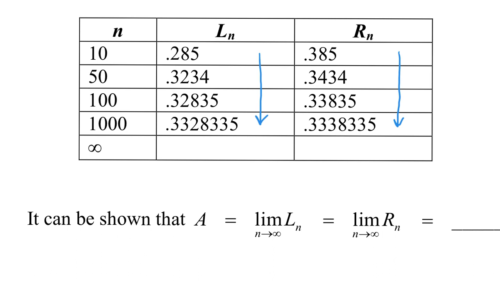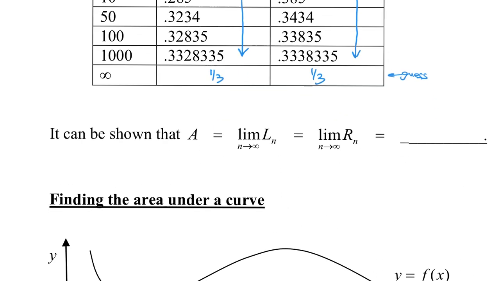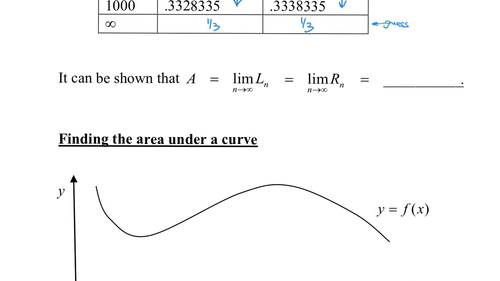So if we just had to guess a number here, I think most of you would probably say 1/3. It looks like it's approaching 1/3. And we're going to see that actually is true. We're going to see later, not very much later, pretty soon actually, but it can be shown that the area equals exactly, notice that's not an approximation, that's exactly the limiting value of L sub n as n approaches infinity, and also equals exactly the limiting value of R sub n as n approaches infinity.